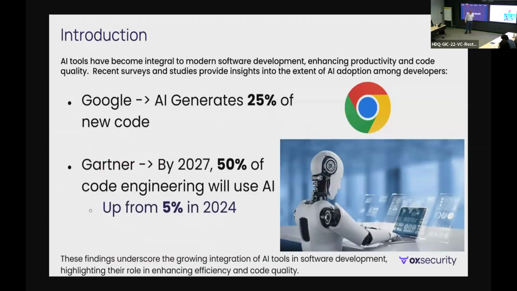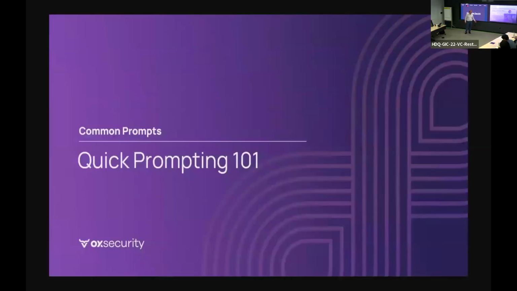Google is aiming to generate 25% of their new code, which, as time has gone on, with recent events, like that AI automated system that just wiped out $1 million in production, kind of slows that down. Gartner says by 2027, 50% of code engineering will be AI, and we're already there probably now, if not more.